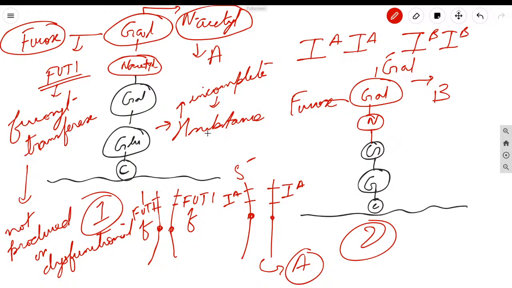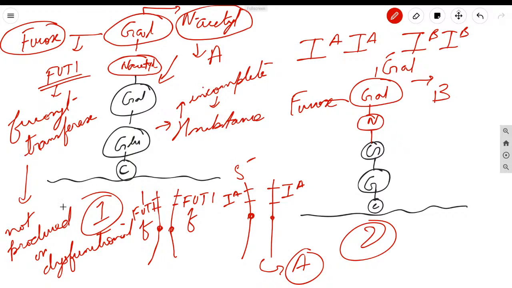And the incomplete H substance cannot be recognized by the N-acetyl galactosaminyl transferase. In order to recognize this substrate, it needs this fucose to be present. If this fucose is not present, even if this enzyme is present, it cannot add N-acetyl galactosamine to the last galactose because it cannot recognize this incomplete H substance. For H substance to be complete, it needs fucose attached to the last galactose. Then N-acetyl galactosamine or one more galactose can be attached.